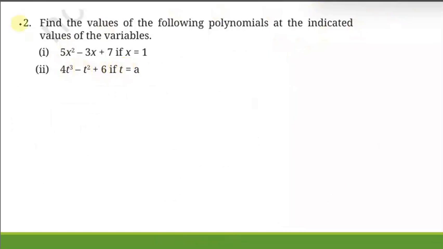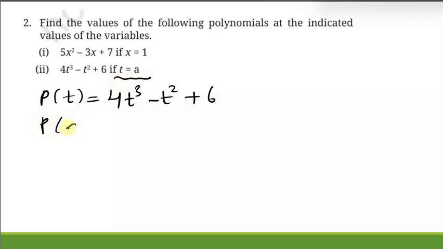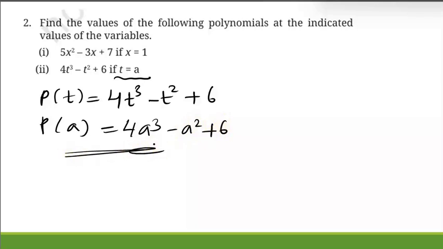4t cube minus t square plus 6 at t equal to a. So your p of t is equal to 4t cube minus t square plus 6. Okay, now t equal to a means we have to find p of a, right? So for p of a, you have to substitute the value of a in place of t. So 4a cube minus a square plus 6. This will be your p of a. Got the idea? Now we will move to the next question.